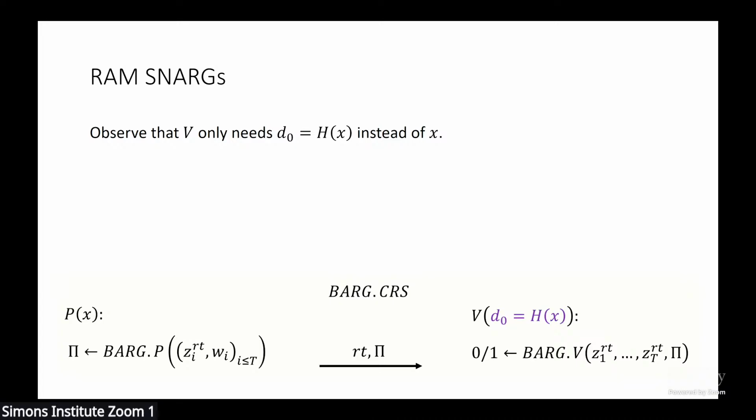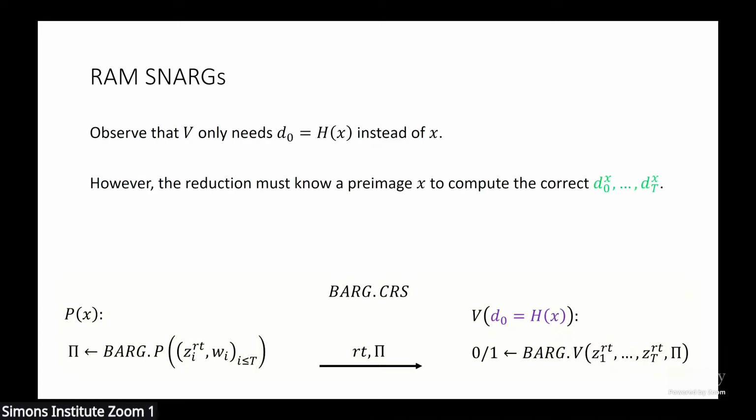When you use RAM SNARKs, you need to be a little bit careful. There's a caveat here: in the security reduction, we still need to know what x is. It's not enough that the security reduction knows the hash of x. It needs to know x. Why? Because if you only give me the hash of x, I cannot compute the correct configurations. I actually need to know x to compute all the correct configurations and then hash them. I can't start with a hash and do the computation. Otherwise, you have a SNARK for NP. Exactly. We'll see that.